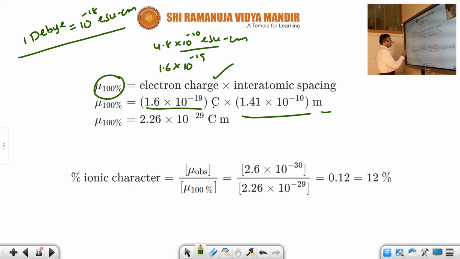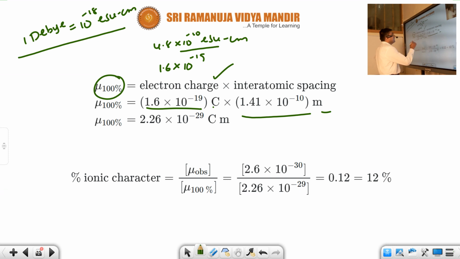ESU. Right. Electronic charge is 4.8 into 10 power minus 10 ESU. Distance is given in angstroms, that is something into 10 power minus 8 centimeters. So sorry, this is minus 10. So 10 power minus 10 and minus 8 becomes debye. I hope you understood. This is how you have to know the units carefully, how to convert the units very carefully.